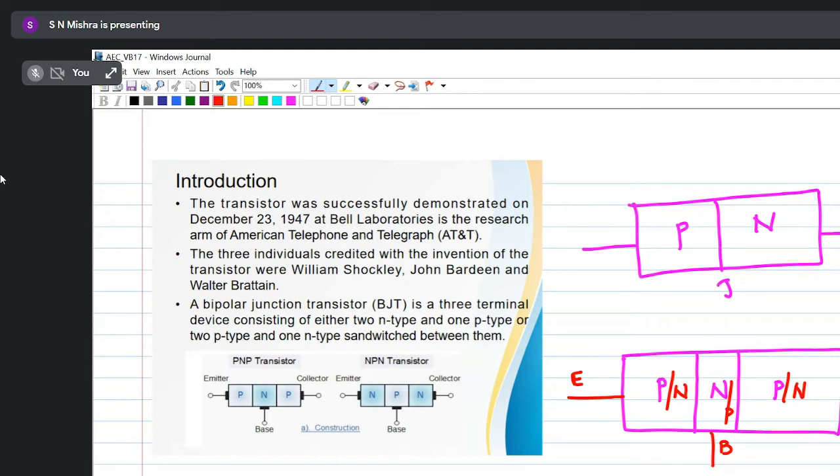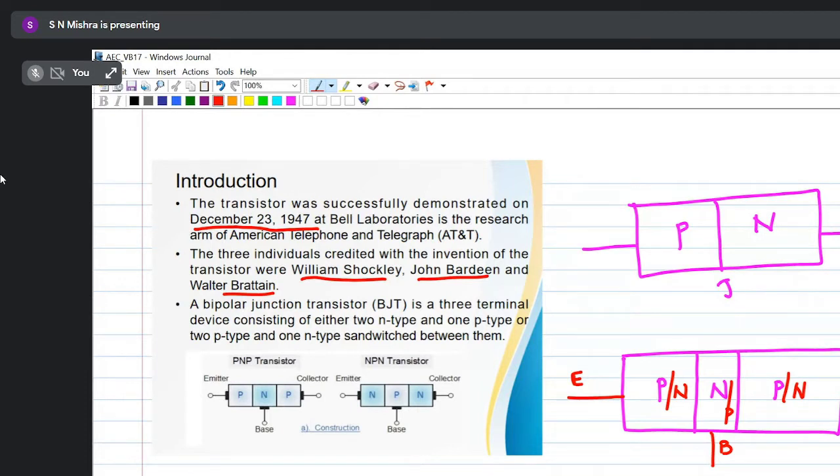This device was first demonstrated on December 23rd, 1947 at Bell Laboratory. Three scientists, Shockley, Bardeen and Brattain, invented this accidentally. They were doing some other work and accidentally found that whatever signal is transferred through this junction is amplified. So that was the first time they demonstrated it.